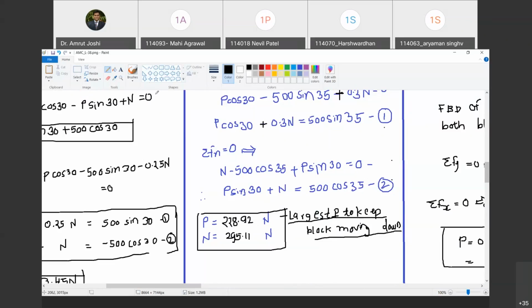But do you understand that? Yes, sir. For a value of P less than this, the block will continue moving down, but that we will put in the wordings that have been asked in the problem. It is the smallest P required. This is the smallest P required to not move the block in the downward direction. Do you agree with me? Yes, sir.